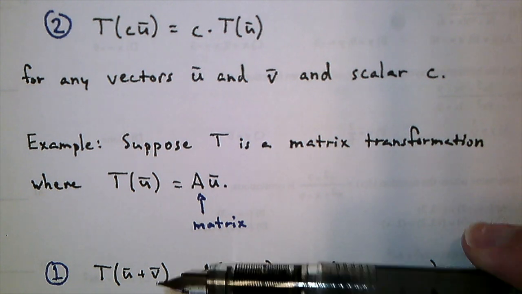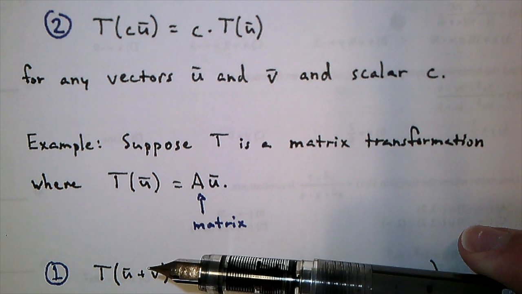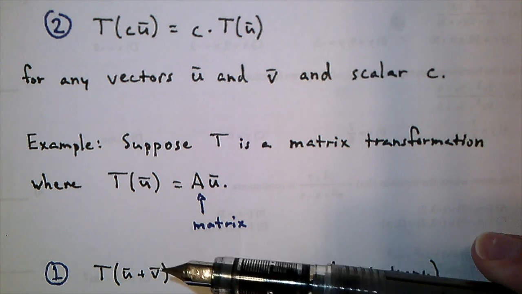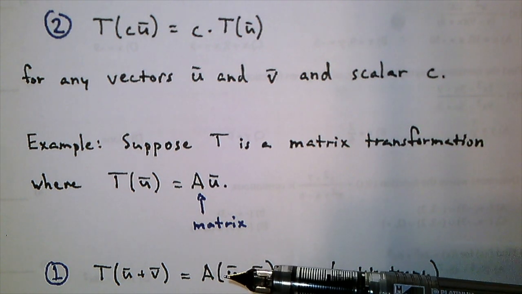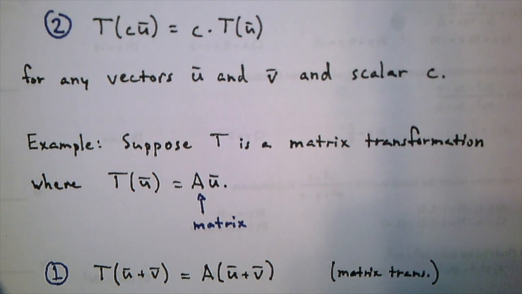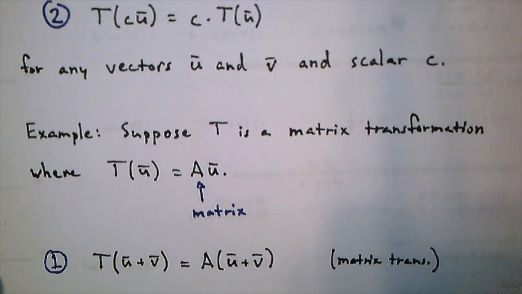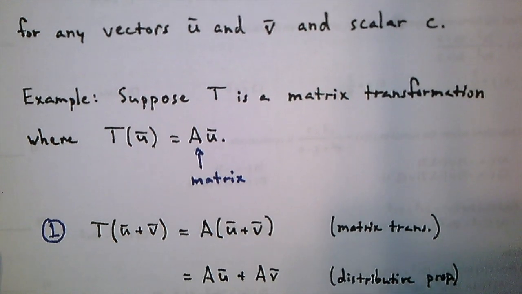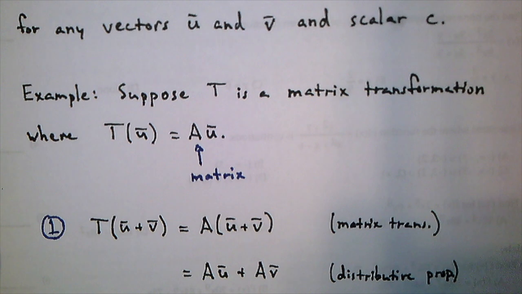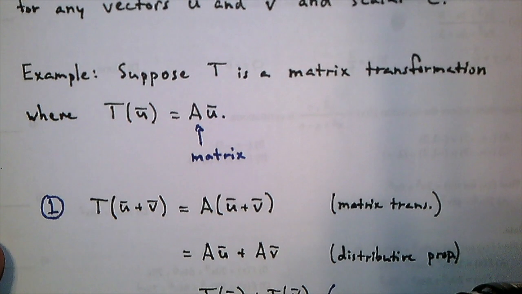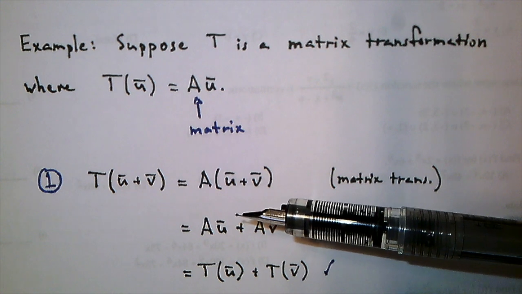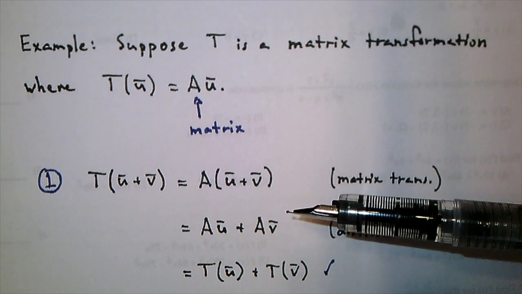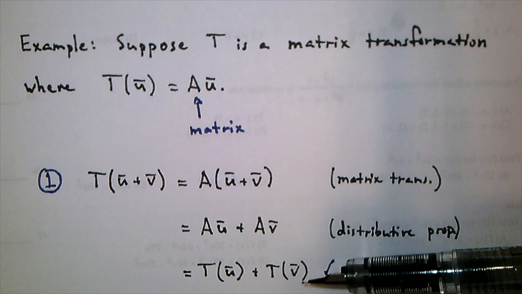In order to do this, we'll have to plug in two vectors, the sum of u plus v. Since T is a matrix transformation, what we get is A times (u plus v). Now we can use some of the properties of matrix multiplication that we've already learned by distributing the matrix A across addition. And then to finish off the first property, we remember that A times u is really T of u, and A times v is really T of v.